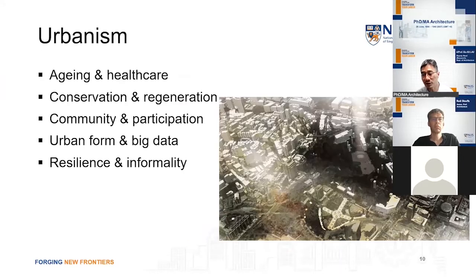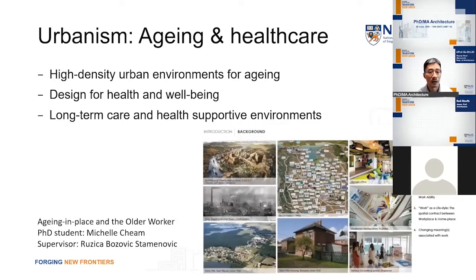The third research cluster is urbanism. They are interested in aging and healthcare, conservation and regeneration, community and participation, urban form and big data, resilient and informative. An example of aging and healthcare in this topic, we are particularly interested in high density urban environment for aging, design for health and well-being, long-term care and health supportive environments.